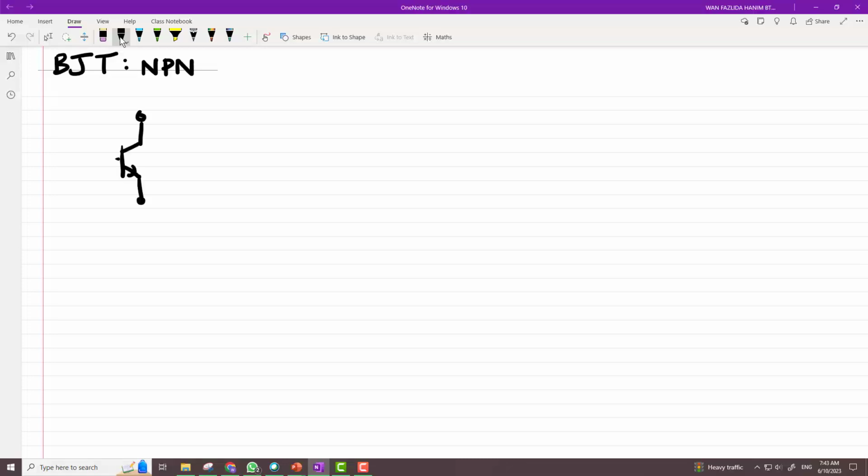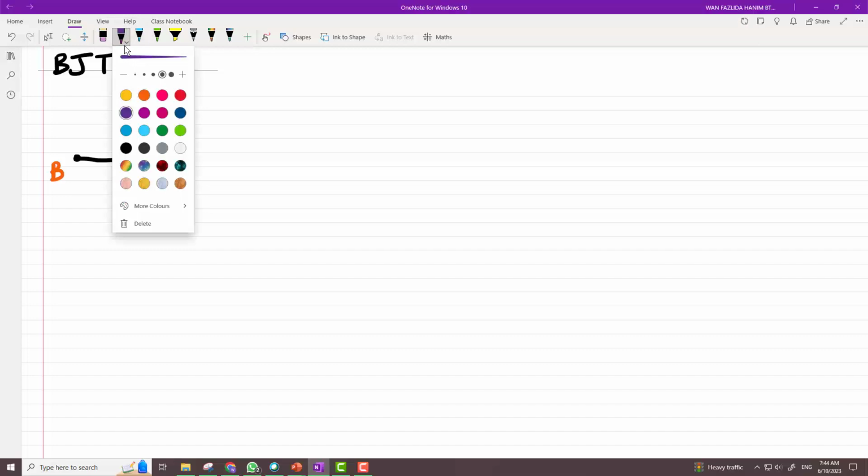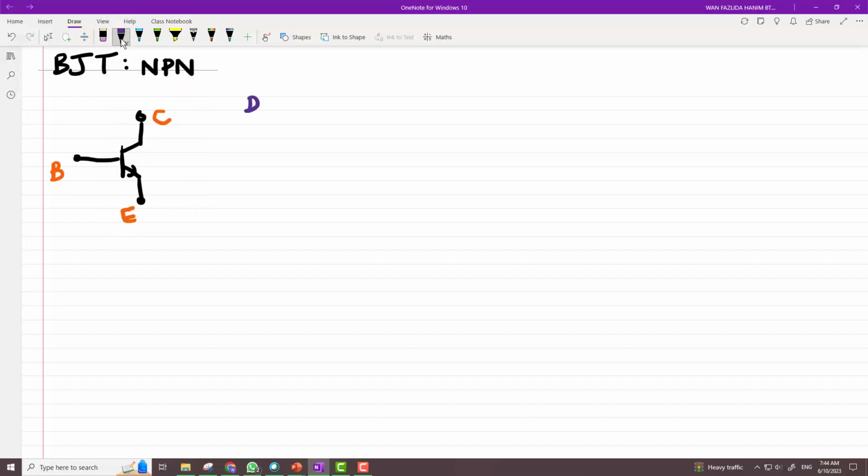The symbol has three terminals: collector, base, and emitter. There is DC and there is AC analysis. When we do DC analysis, we will be relating the collector current, emitter current, and the base current. Take note that the arrow of IC going into the collector terminal, the base current going into the base, and the emitter current leaving the emitter is a standard notation that we follow.